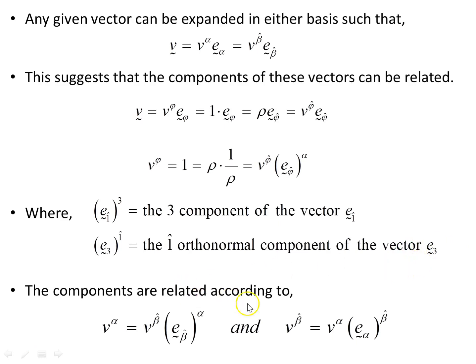All right, and the components are related according to, as we've already discovered, this first one here: the coordinate basis component is equal to this, and the orthonormal basis component is equal to the coordinate basis component times the hat orthonormal component of the coordinate basis vector here.